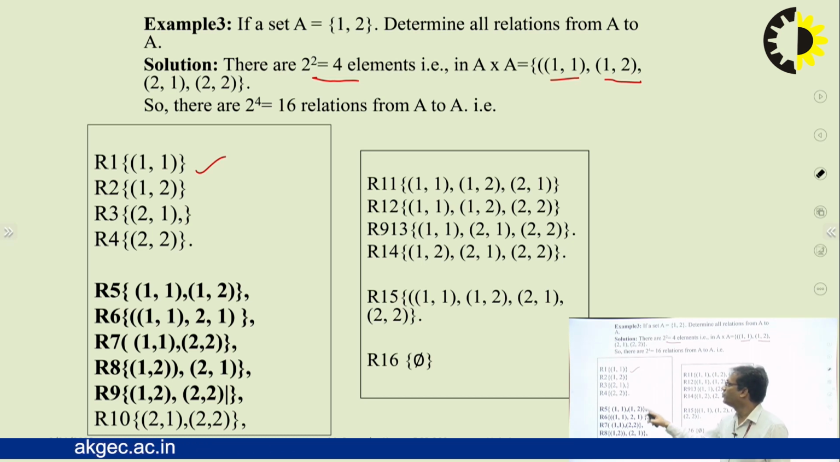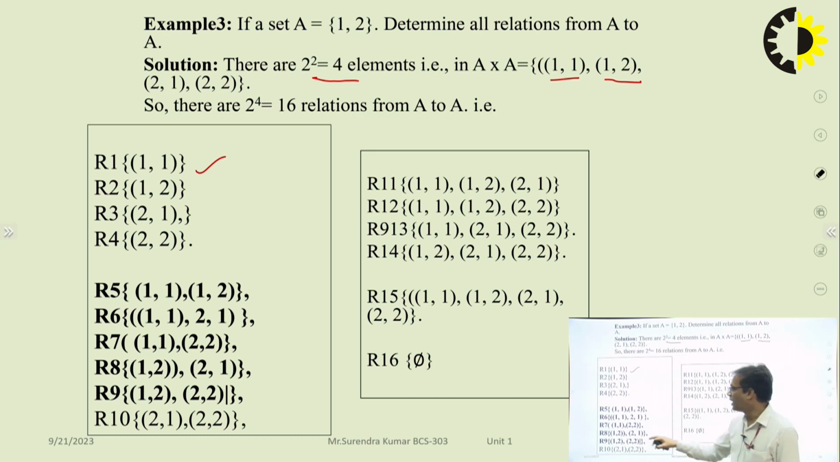R7 can have the first element and third element, so (1, 1) and (2, 2). In the same way, we can have R8, that is (1, 2) and (2, 1), with the successive element (2, 1), because we are using n minus 1 and n. The next element will be n minus 1 and n.